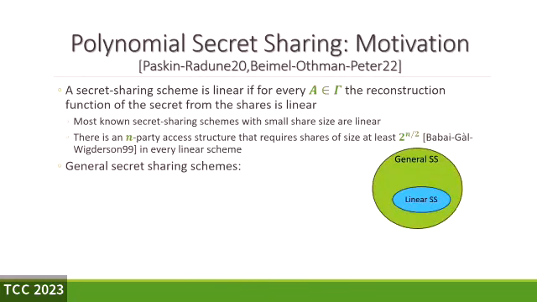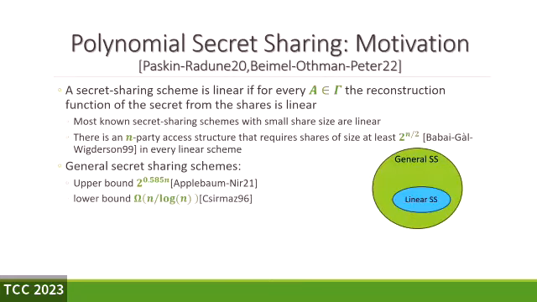For general secret sharing schemes, the situation is a bit different. The best known upper bound is 2^0.585n from Applebaum and Nir, and the best known lower bound is linear, omega of n/log n, from Csirmaz. So there's an exponential gap between the upper bound and lower bound for general secret sharing schemes.